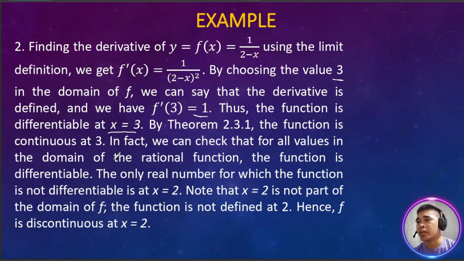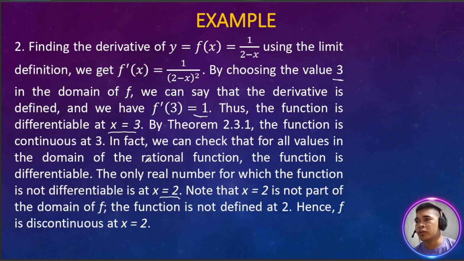In fact, we can check that for all values in the domain of the rational function, the function is differentiable. So the only real number for which the function is not differentiable is what? If x is equal to 2, yes. If we substitute 2 here, 2 minus 2 becomes 0. The square of 0 is 0. So we get that the limit does not exist, so that is not differentiable.